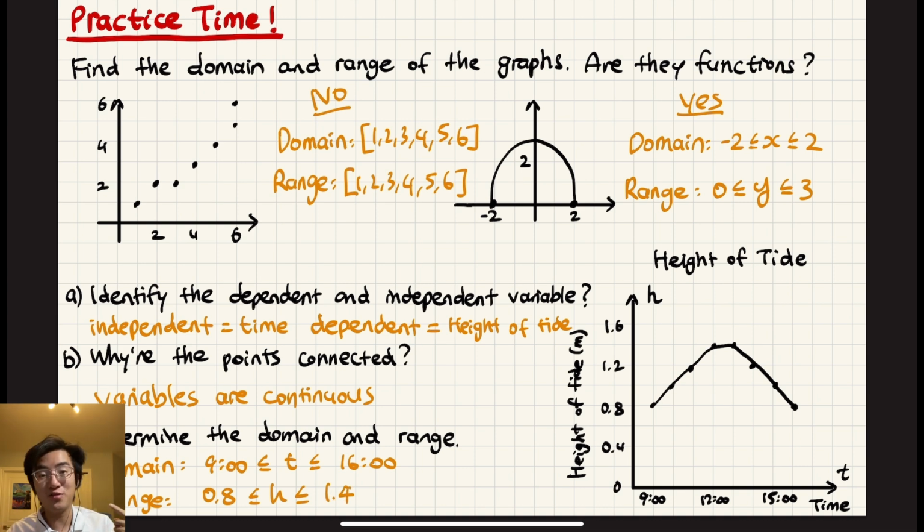So that's pretty much it for this lesson. So we learned how to find the domain, the range of a graph, and whether or not a graph is a function or not. So again, the most important part is the x-axis corresponds to the domain and the independent variable, while the y-axis corresponds to the range and a dependent variable. And with that, you can pretty much figure everything else out from there.